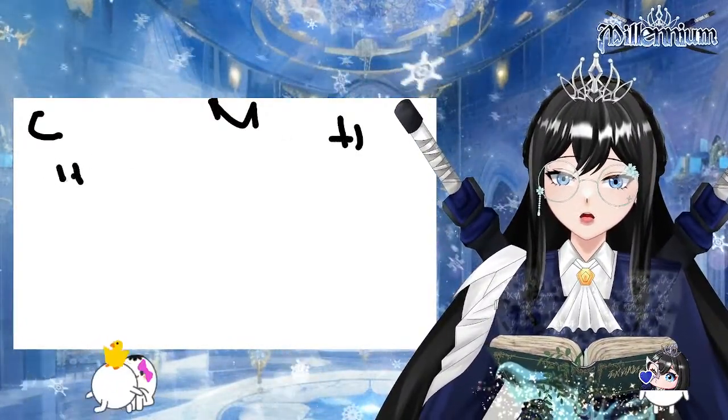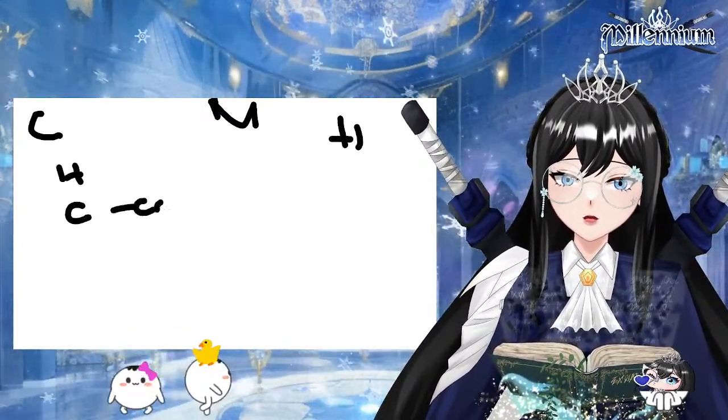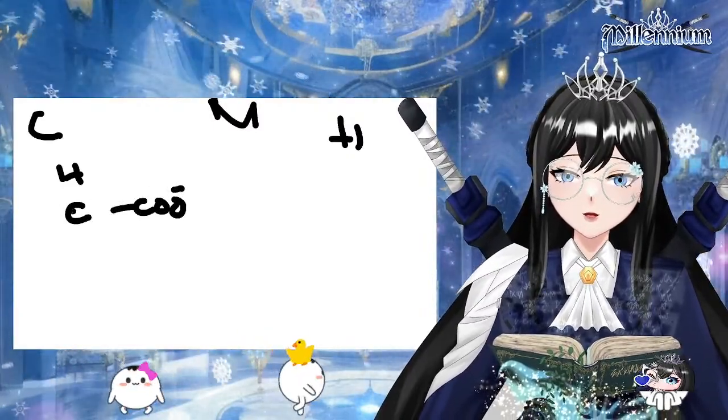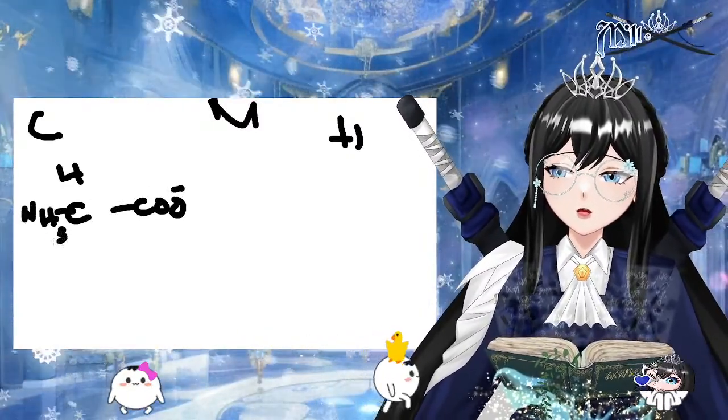Cysteine, the form is like this: HCOO minus and H3.